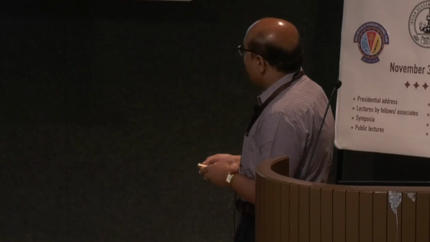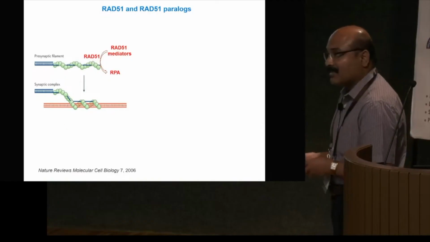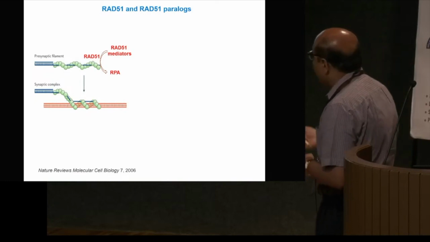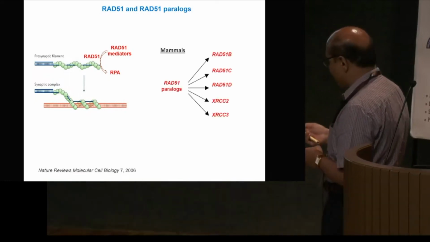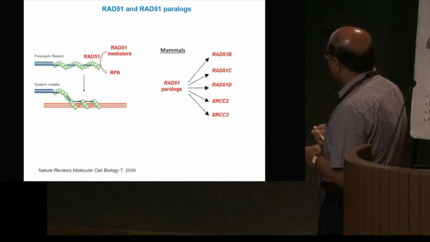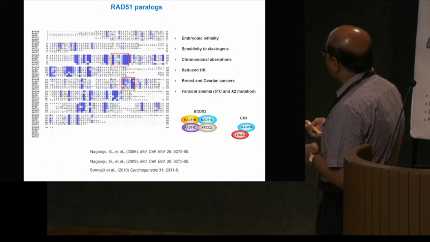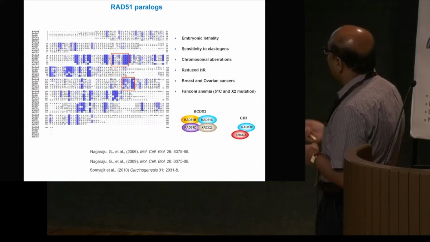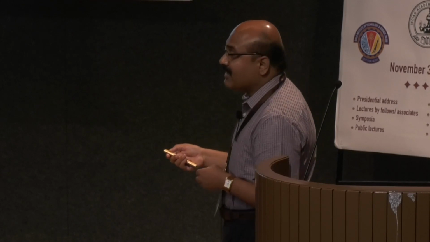To overcome this barrier from the RPA protein, there are recombination mediators. Those are BRCA1, BRCA2, as well as the RAD51 paralogs. In mammalian cells, there are five RAD51 paralogs. These are named RAD51B, RAD51C, RAD51D, XRCC2, and XRCC3. If you look at the protein sequence, it doesn't show a high degree of conservation to RAD51 except for two motifs, which are shown in the red boxes. These are the Walker A as well as Walker B motifs, which are required for ATP binding as well as ATP hydrolysis.